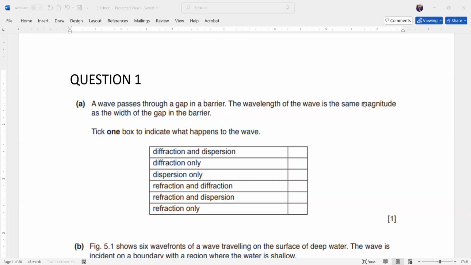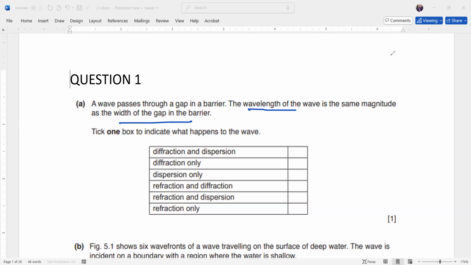In the first question, a wave passes through a gap in a barrier. The wavelength of the wave is the same magnitude as the width of the gap. So first thing, will we have a minimum diffraction or maximum diffraction? We'll have a maximum diffraction. How do you identify that? Because the wavelength is the same as the width. So when wavelength and gap size are equal, we'll have a maximum diffraction. You can annotate on the screen and take the correct one.